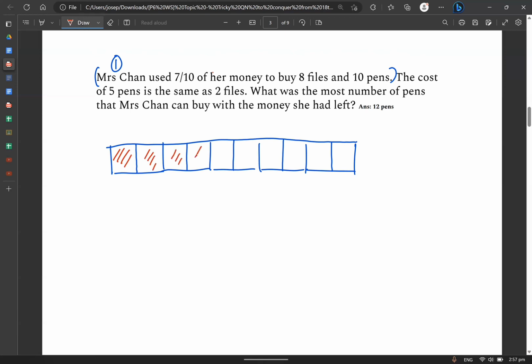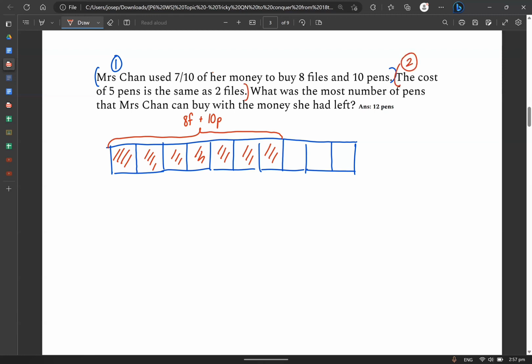7. Okay. 5, 6, 7, and I want to show that this is 8 files plus 10 pence. I say that again. I want to show that this is 8 files plus 10 pence. Agree? So sentence number 1 done. Done. Move on. Sentence number 2.